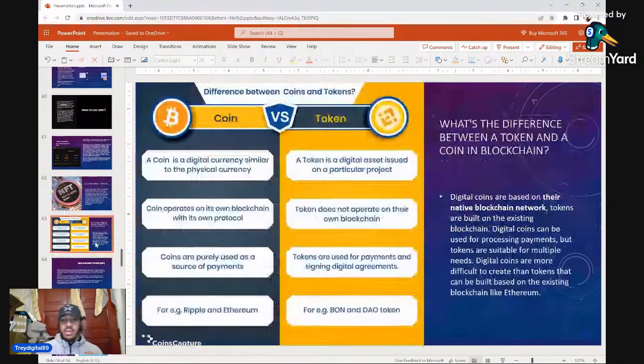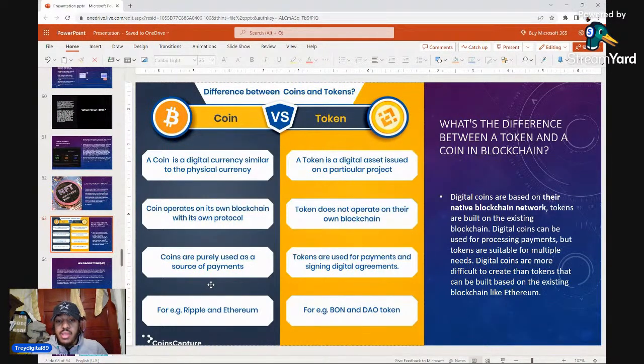Sorry about that. So a coin operates on its own blockchain with its own protocol, which is Bitcoin, Ethereum, Waves, Ripple. Tokens do not operate on their own blockchain because a token has to be under a certain protocol, whether it's Ethereum, because Sand is just a token. Sandbox has the platform, but Sand is a token that's under the Ethereum network. Coins are purely used as a source of payments. We already know that. Coins are used straight for payment, to send and receive.